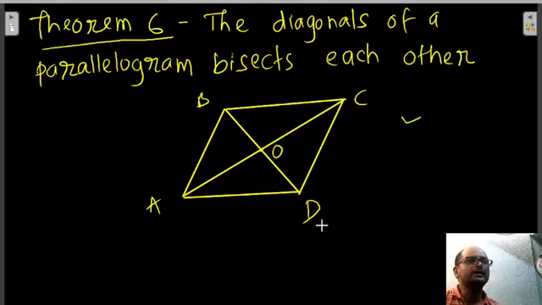Okay, now we'll see the next theorem of the parallelogram. Please write down all these theorems, okay? So these are the properties of the parallelogram. If the exam asks a question like this, write 2 to 3 properties. So you have to write at least 2 to 3 properties. You have to keep all the properties in mind. Okay, theorem number 7.